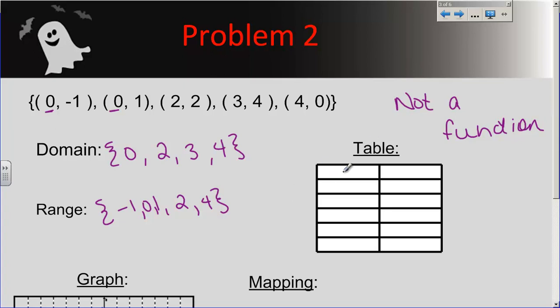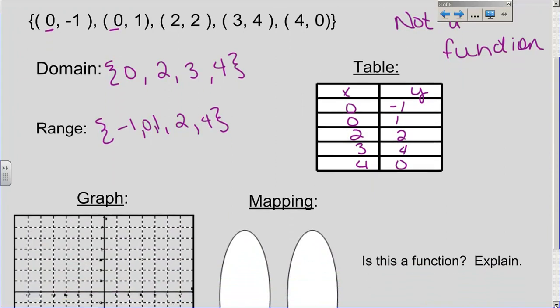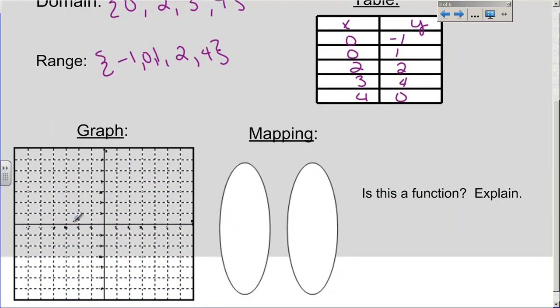So let's put it in the table just to fill in. So I have 0, negative 1, 0, 1, 2, 2, 3, 4, and 4, 0. And then to put them on the graph, you just plot the points. Oh, there's the question. We'll come back to it, though. So I have 0, negative 1, 0, 1, 2, 2, 3, 4, and 4, 0. And again, it's a discrete graph. We will not connect the dots.